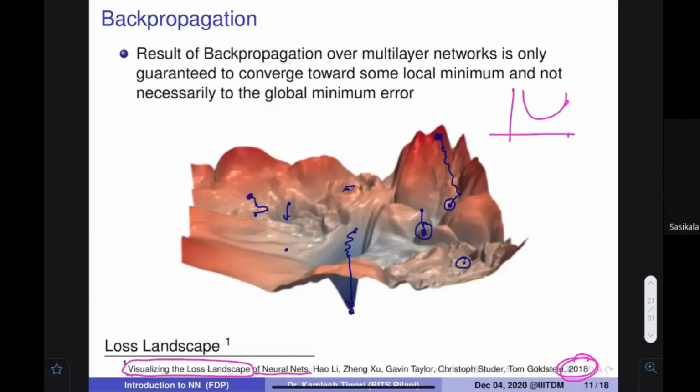It is very important to see what your initialization points are. If you initialize into this particular area, you would be reaching this particular minimum. Make sense? If you start here, you may be reaching somewhere here. So you may not be able to get the global minimum. Global minimum is not guaranteed in back propagation.